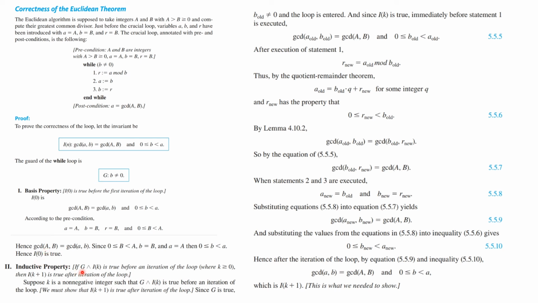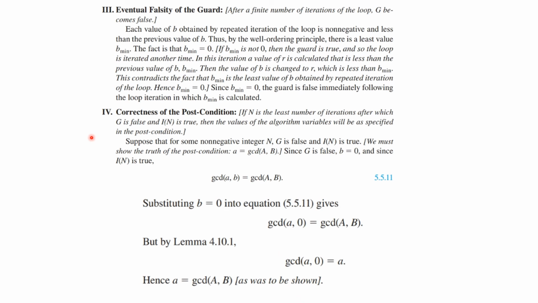We say if we're still in the do loop, and if I of k is true before the loop, we have to show that I of k plus 1 is true after the loop. And we show that. Now that's actually quite a bit to show, but this is what we need to show, and at the end we do show that assuming I of k, we get I of k plus 1. That's the induction that we proved earlier and talked about earlier.